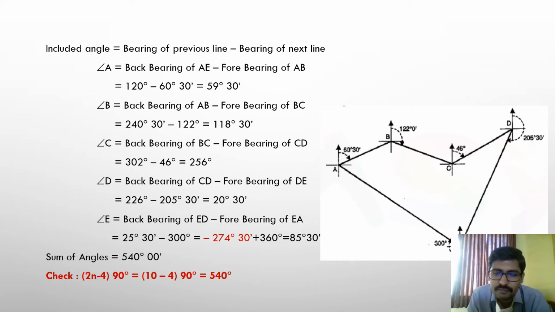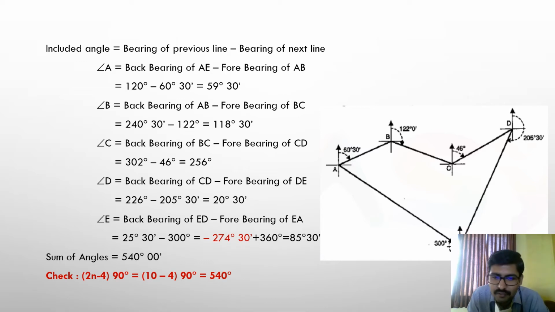Now angle BAC is nothing but angle A, right? So remember, the included angle is calculated with the formula: bearing of the previous line minus bearing of the next line. In the previous class you have seen that you can calculate any included angle if you know the bearing of the lines, right? So the bearing of the previous line minus the bearing of the next line will give you angle A. So angle A is equal to the back bearing of line AE minus the forward bearing of line AB, isn't it?